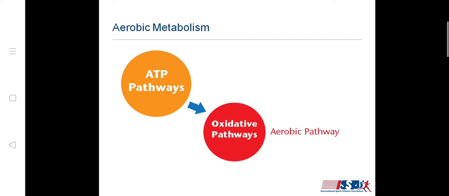Aerobic metabolism describes ATP production in the presence of oxygen. Aerobic ATP production takes longer, but it produces ATP in much greater amounts. One molecule of glucose results in the production of 36 to 38 molecules of ATP. Long-term activities with a low to moderate intensity, such as long-distance running, utilize ATP production from aerobic sources. ATP is produced aerobically through the oxidative pathway, specifically the Krebs cycle and electron transport chain.